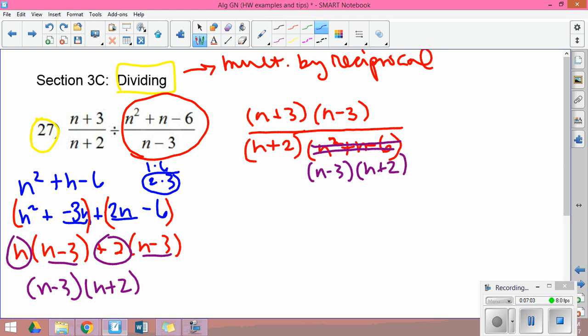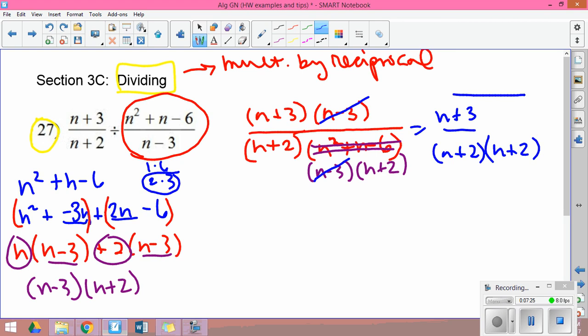I can go ahead and cancel. I have an n minus 3 cancels with n minus 3. Nothing else cancels because we can only cancel numerator to denominator because we're really dividing, and that makes 1. So I have n plus 3 all over n plus 2 times n plus 2. And that is your final answer. And that is how you multiply and divide rational expressions. So it hinges heavily on the factoring from section 2. Good luck with your homework.